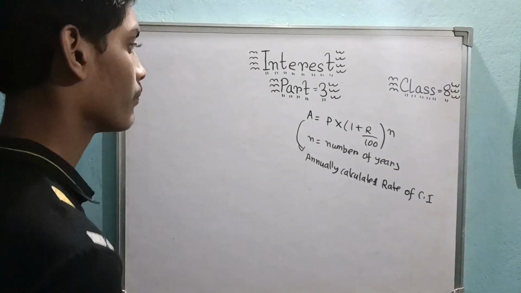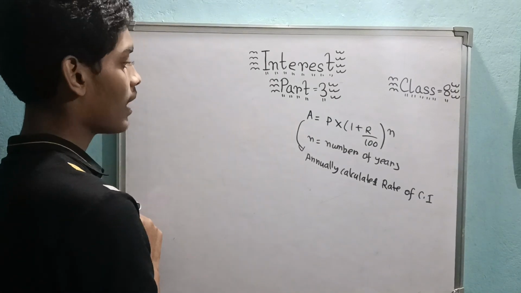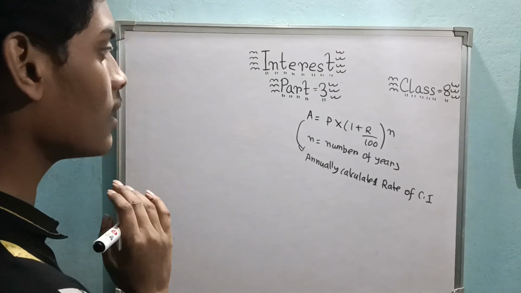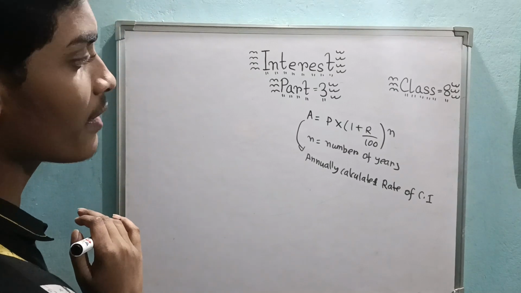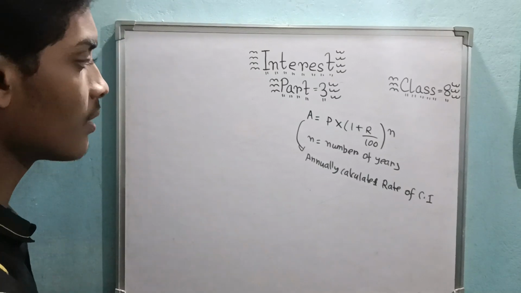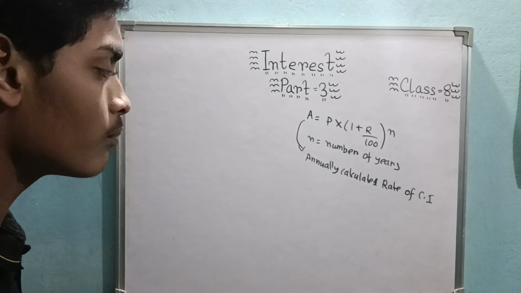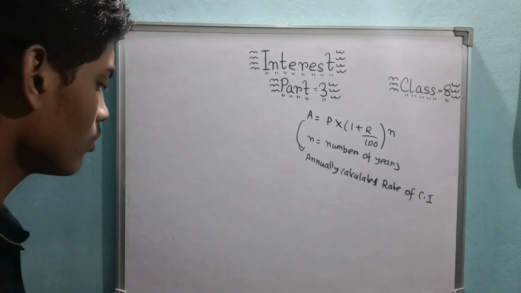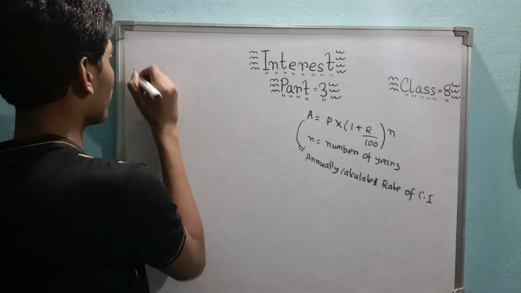Now let's move on. Okay, this is one. I will come to another part which is half yearly calculated rate of compound interest. Another thing is also there, so that is not that complicated. You will just understand soon. Let's get moving.